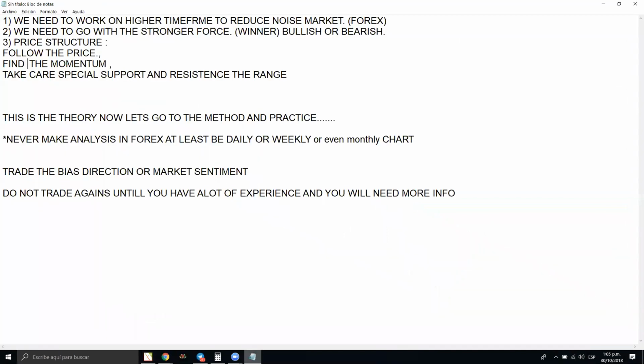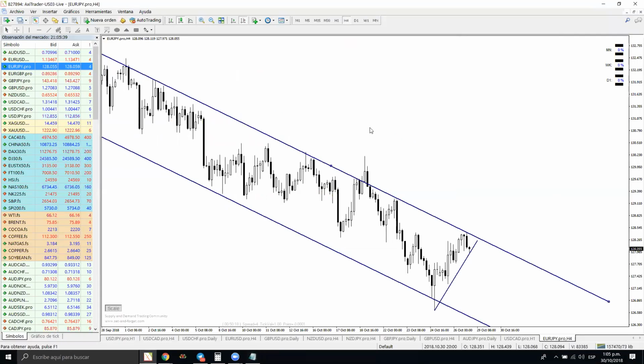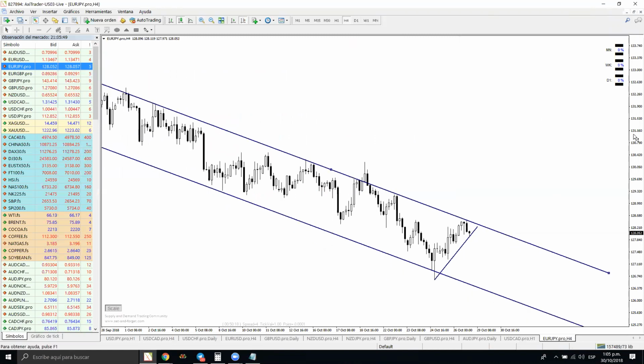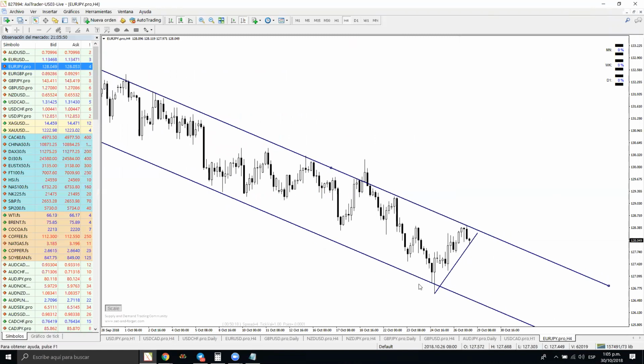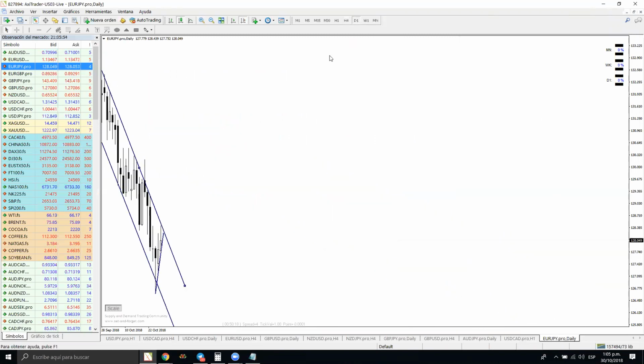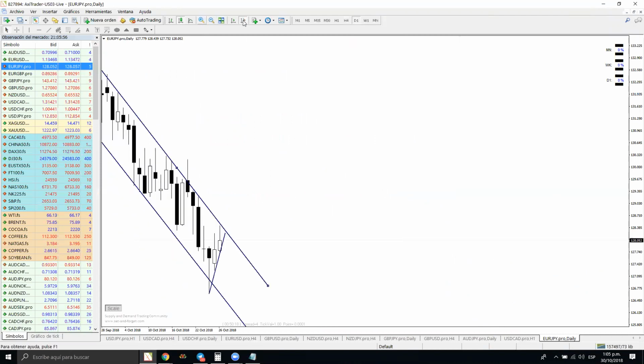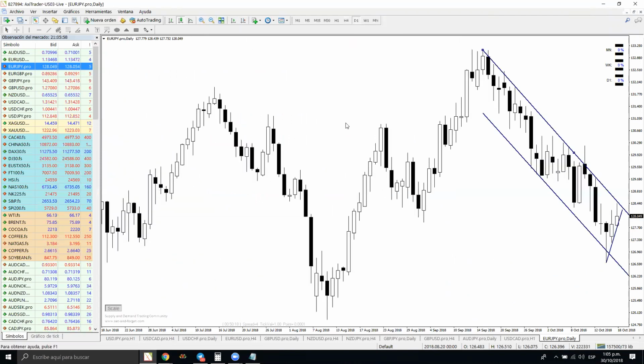Now, we find no momentum until now for this pair. Take care, especially of support and resistance in the range. We need to understand that the market is moving in a range and we need special points. So we can take this special point, resistance point, support point. Let's go to try the day one chart. We can have a better view from here.